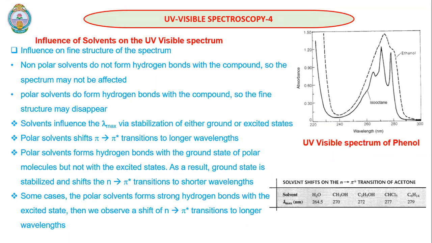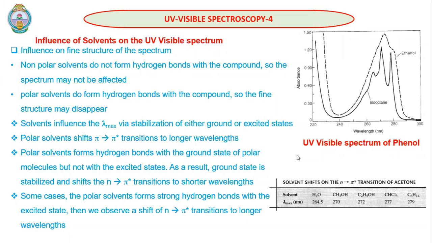It is also possible that sometimes polar solvents may stabilize the excited state. In that case, the LUMO energy will come down, so the n to pi star transition now appears at a lower energy or longer wavelengths. So the influence of polar solvents will be pronounced in the case of n to pi star transitions. For pi to pi star transitions, it is a general thing: with polar solvents, we always observe lower energies or longer wavelengths.